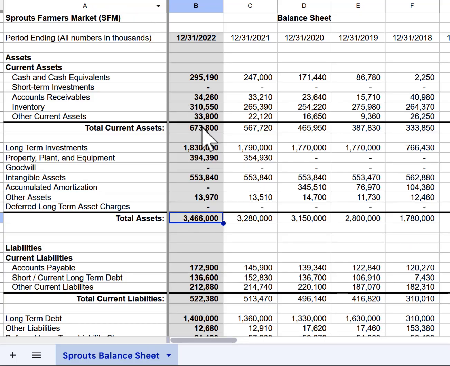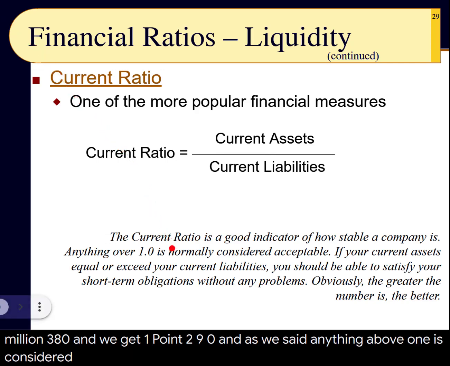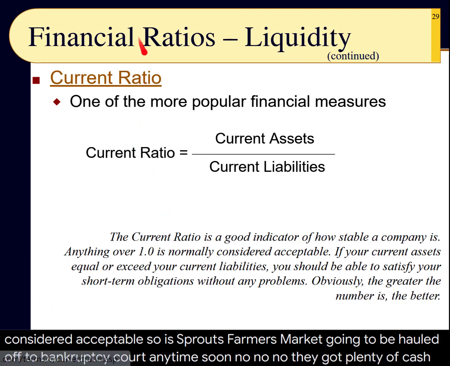So let's go to the balance sheet, which is right here. We take the total current assets, $673,800,000, and we divide them by the current liabilities of $522,380,000, and we get 1.290. And as we said, anything above 1 is considered acceptable. So is Sprouts Farmers Market going to be hauled off to bankruptcy court anytime soon? No. They got plenty of cash on hand.